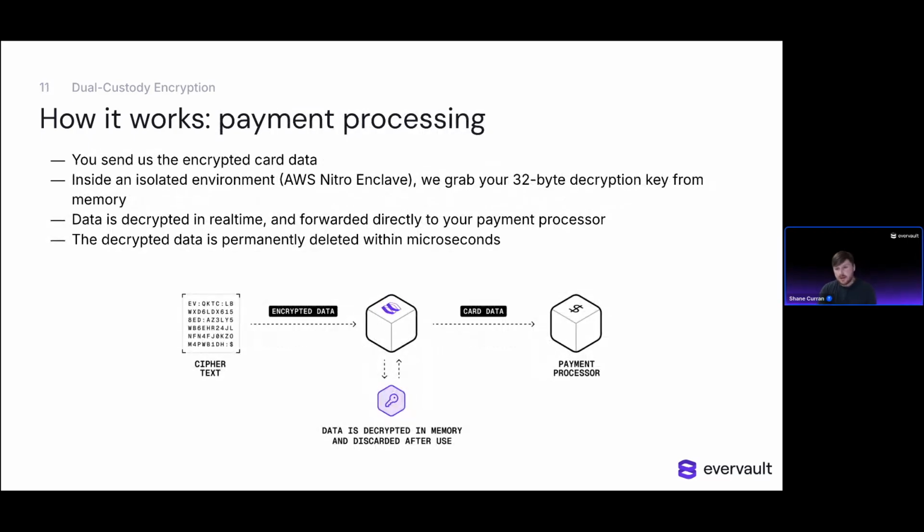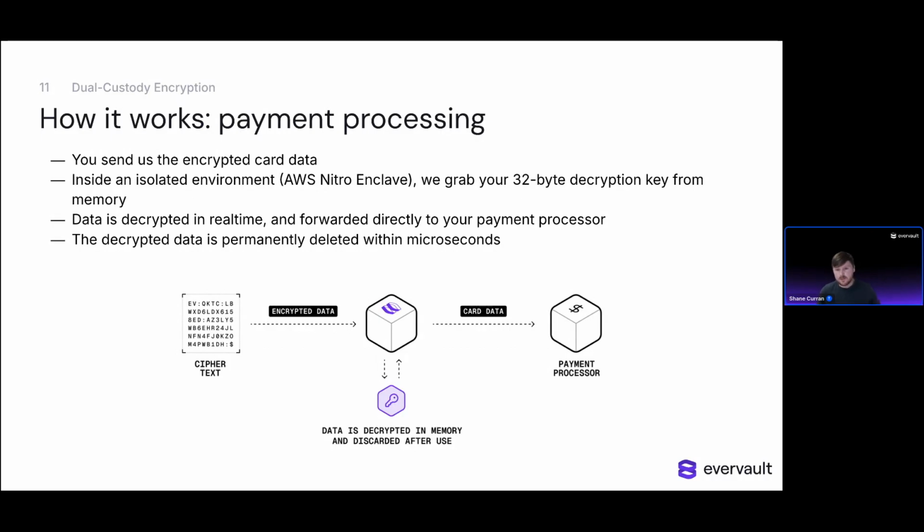Once you've collected that encrypted card data, obviously you need to send it off to a third party. And like I mentioned, with traditional public key encryption, that's very difficult if you're relying on another third party to do the decryption for you. So how a dual custody implementer should manage it is that the encrypted card data is sent to the dual custody encryption provider inside an isolated environment.